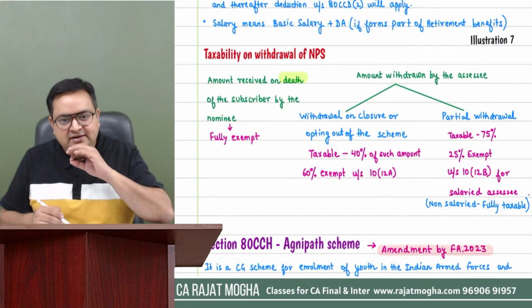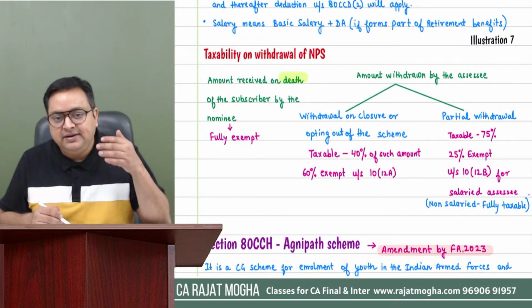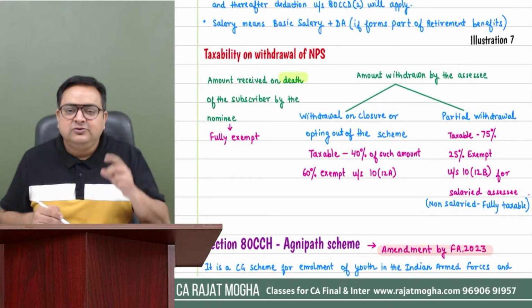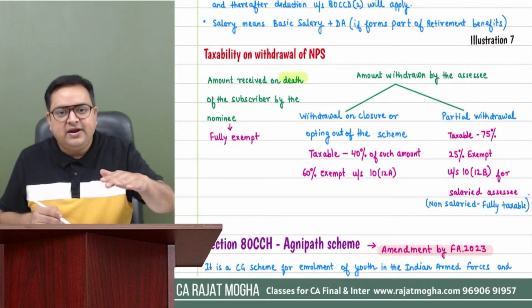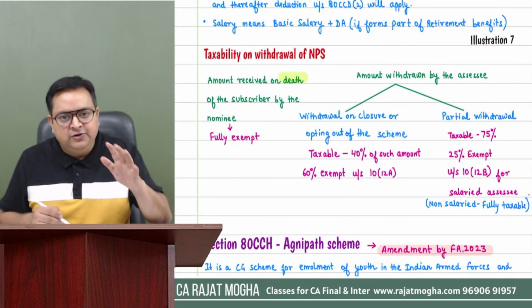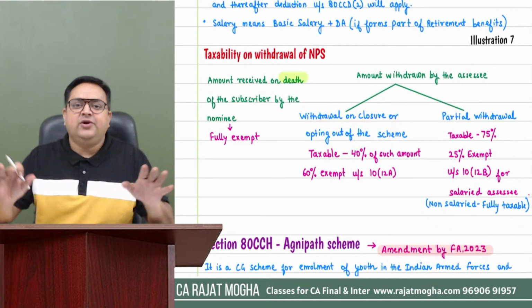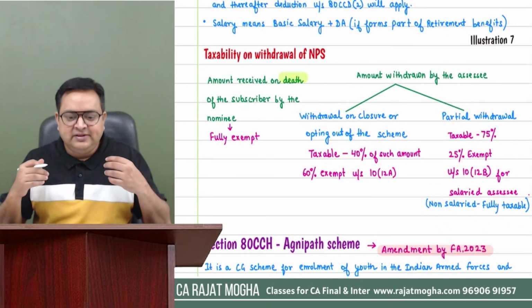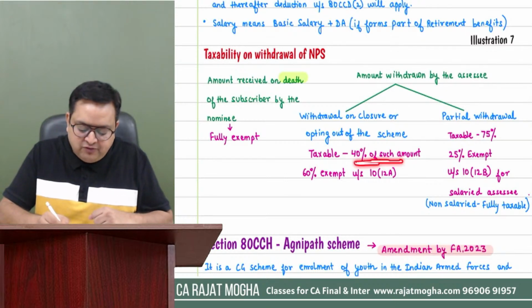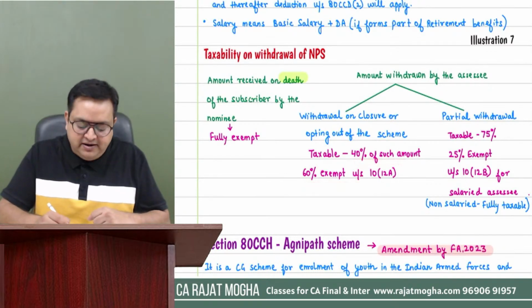But if there is no such case of death, if the person himself is withdrawing the amount, first we have to ask whether you are closing your NPS or you will continue with your NPS. That is withdrawal on closure of NPS. If you are just closing your NPS entirely, then you are withdrawing the amount, then 40% of such amount will be taxable, 60% will be exempt under section 10.